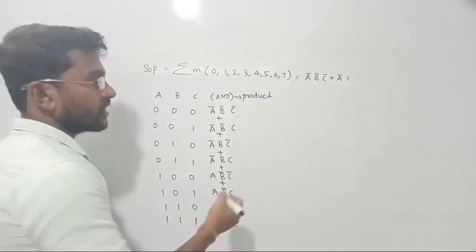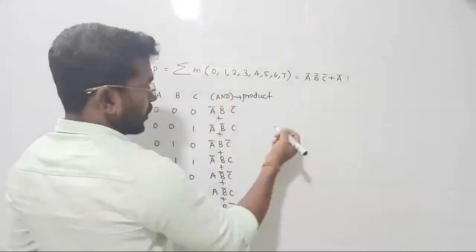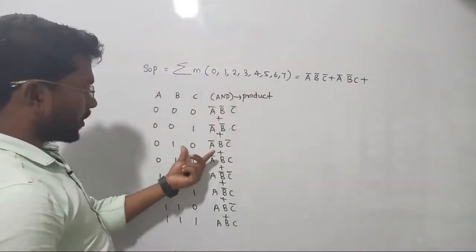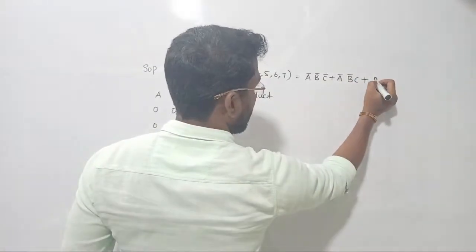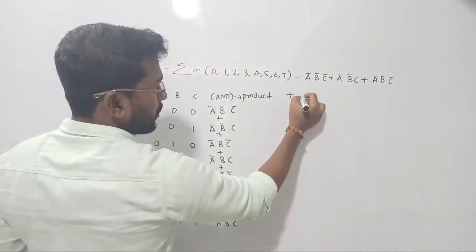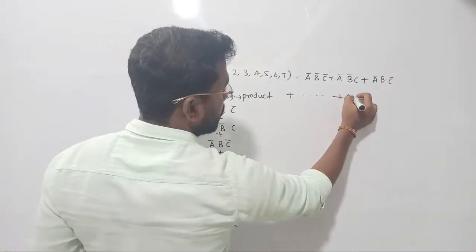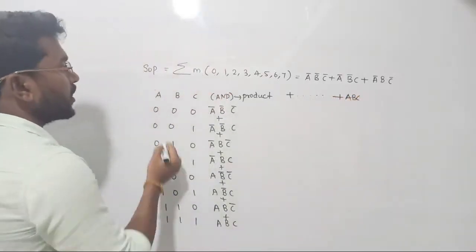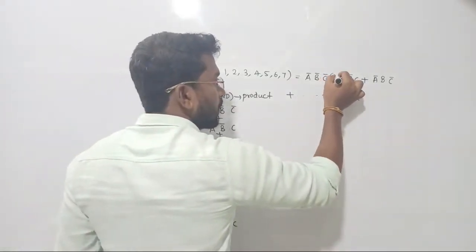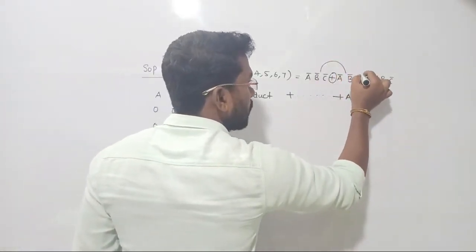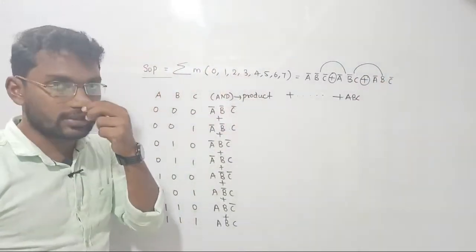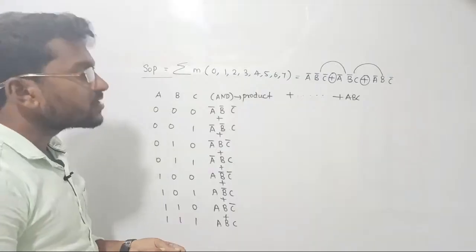Let us continue. Second, we consider A bar B bar C. For the next term we consider A bar B C bar. Like this you can extend, adding all terms up to A B C. Clear? So that is called sum of product. Guys, listen, that is sum of products. It will be continuous. Simply, that is what we mean by sum of product.